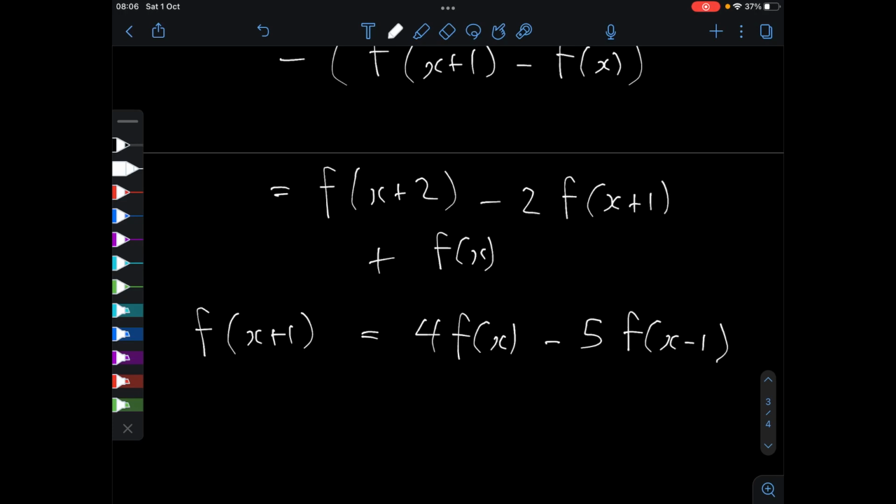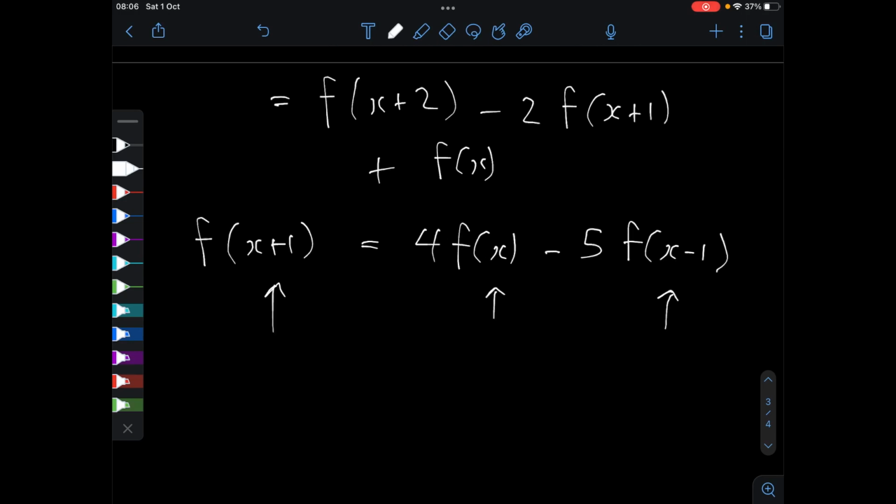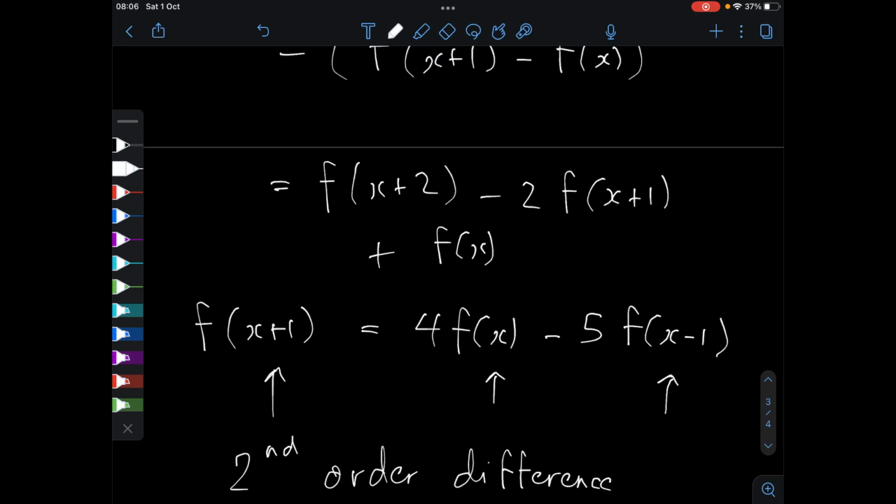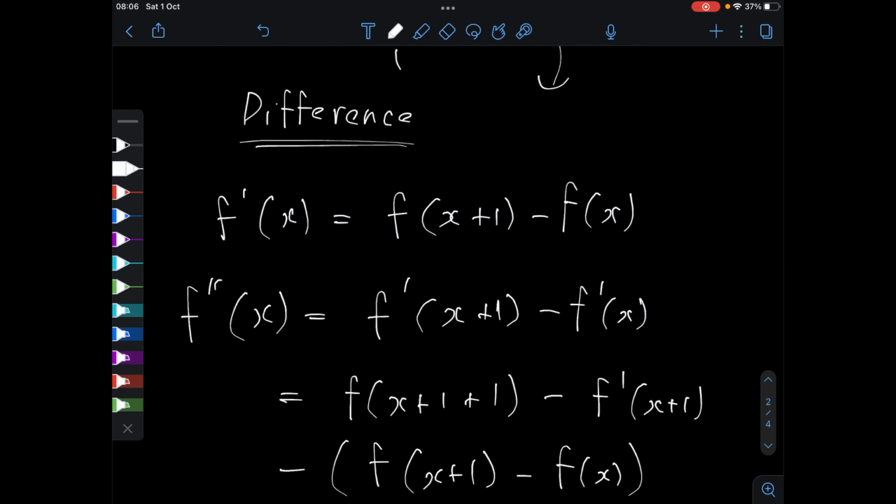Notice how this involves f at the value of x, and the value of f before and after it. So it involves two differences. So it's called a second order difference equation, because second order differences take 3 x's into account, whereas first order differences only take 2.